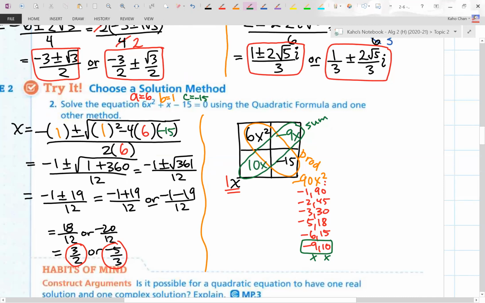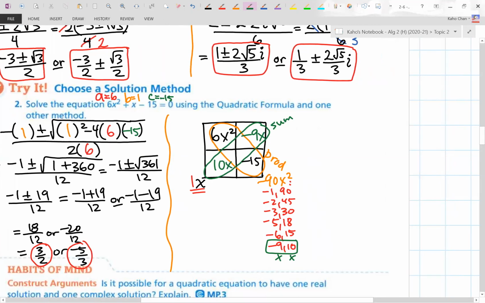Last step, find the GCF of each row and column. First row, I can take out a 3x. Second row, I can take out a 5. That works. First column, I can take out a 2x. And last column, I can take out a negative 3. All right. Let's write the product. 3x plus 5 times 2x minus 3.